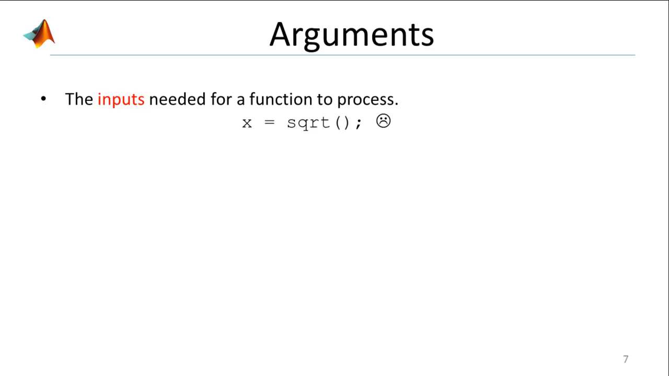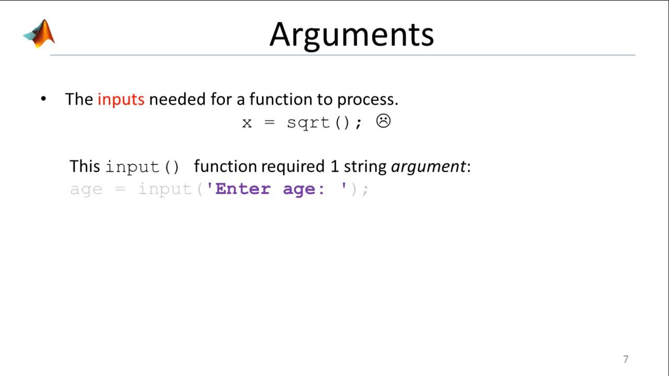Now, moving on to the second vocabulary. The arguments are the input needed for a function to process. If you would have written x equals square root open parentheses, MATLAB would crash. If you want to calculate the square root of a number, you need to provide that number. That's called the argument. For example here, this required 1 string argument. Strings usually are in quotes and show up in purple. But without that, MATLAB cannot process the input function.